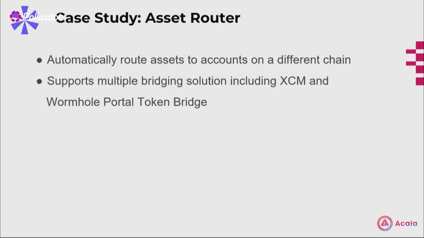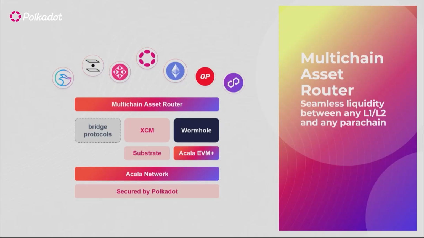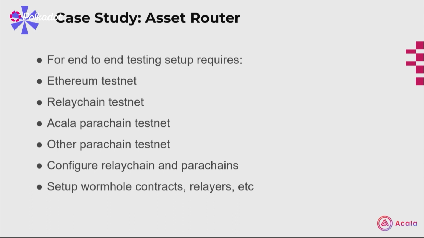So we want Chopsticks to be able to help developers' lives, and obviously, very importantly, our life. So I'm going to show how we're using Chopsticks to make our life testing easier. We have a new product called Asset Router that is able to route assets to accounts on different chains, including parachains as well as other layer 1s and layer 2s via the Wormhole token bridge. I'm not going to talk too much about this right now because of time.